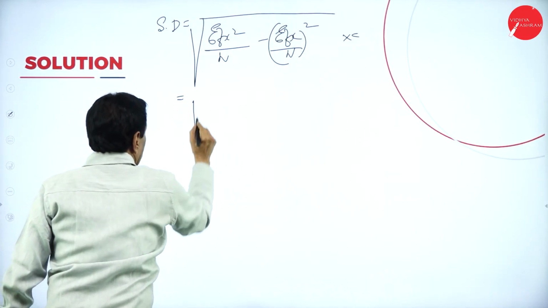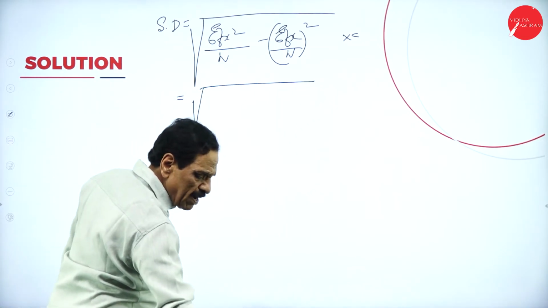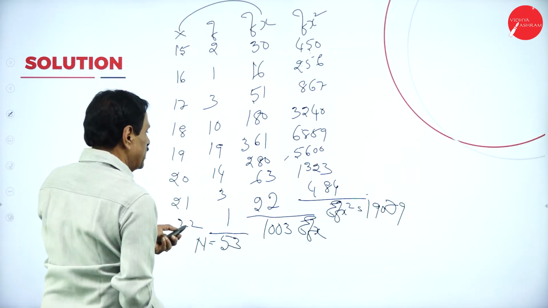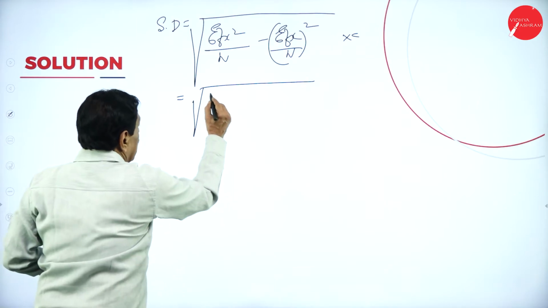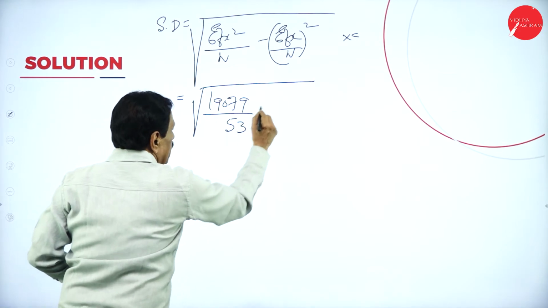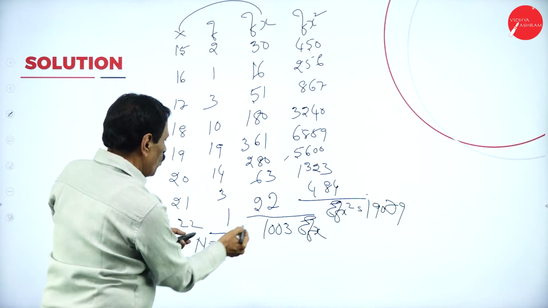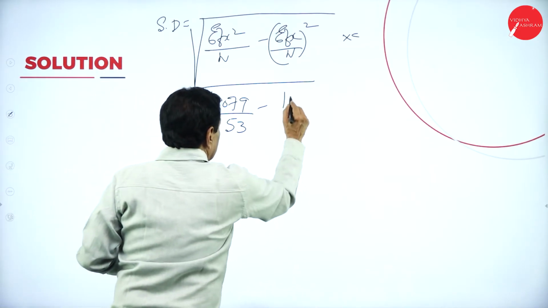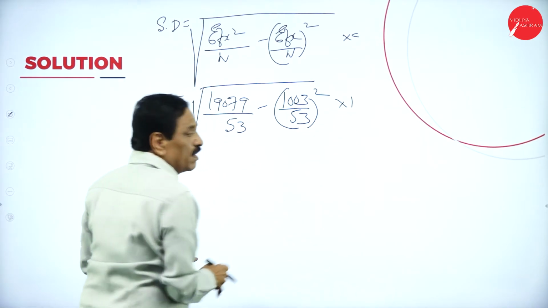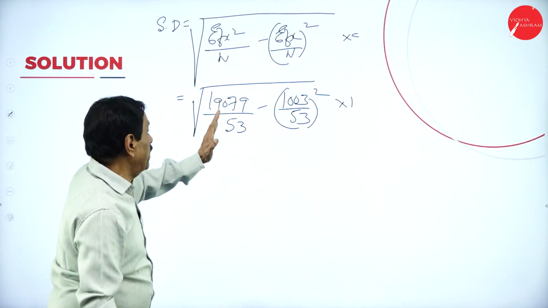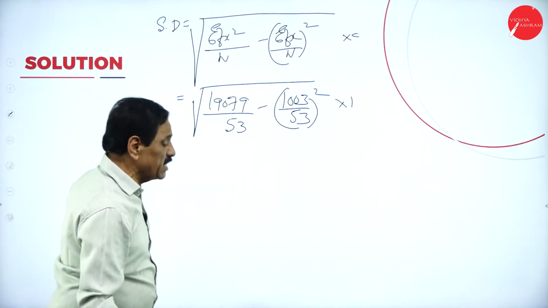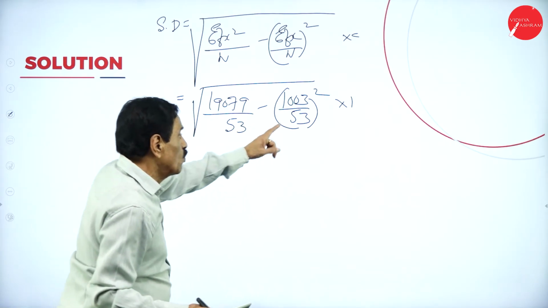Simplify this. Root of, what is sigma fx square? 19,079 divided by 53 minus 1003 divided by 53 whole square into 1. What's your formula? Sigma fx square divided by n minus sigma fx divided by n whole square. So 19,079 divided by 53, 1003 divided by 53.